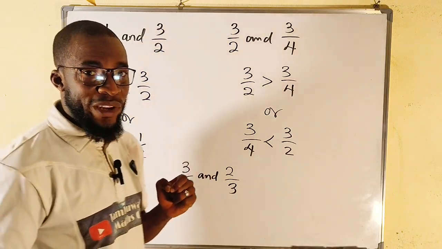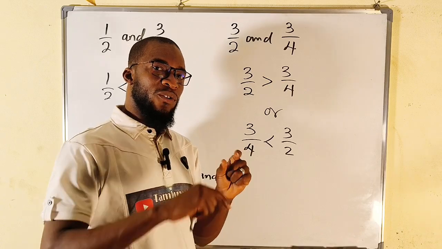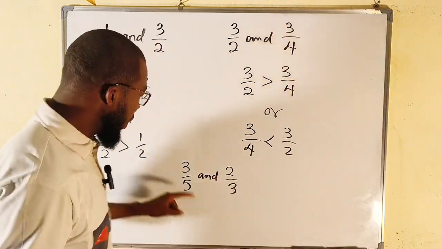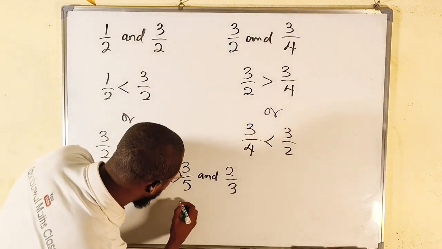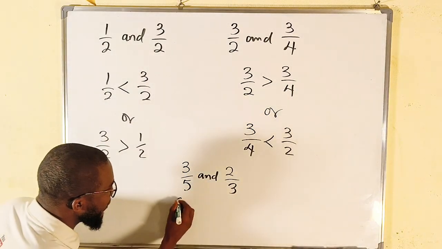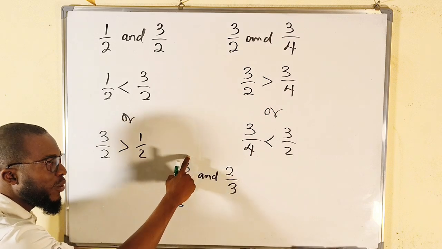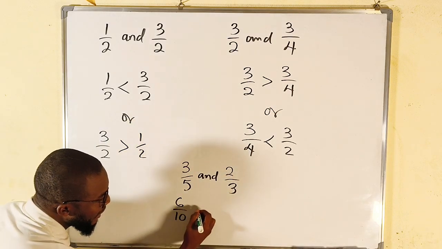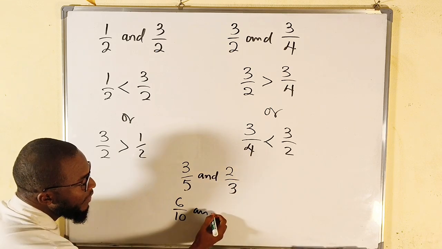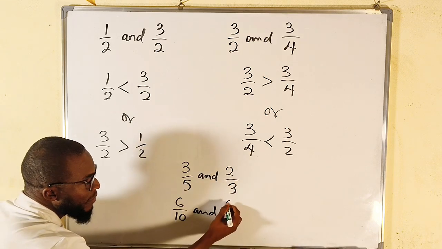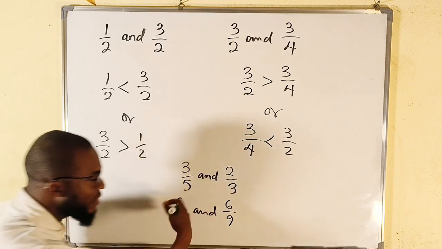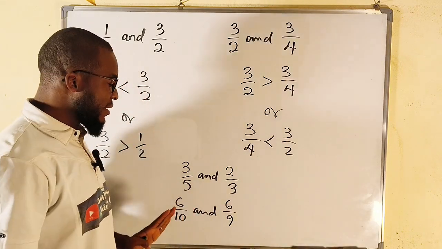But remember, for equivalent fractions, whichever number you use to multiply the top, you have to use the same number to multiply the bottom. So if I multiply 3 by 2, it becomes 6. I will multiply this by 2, it becomes 10. Then if I multiply this by 3, it becomes 6. If I multiply this by 3, it becomes 9. You can now see that their numerators are exactly the same.